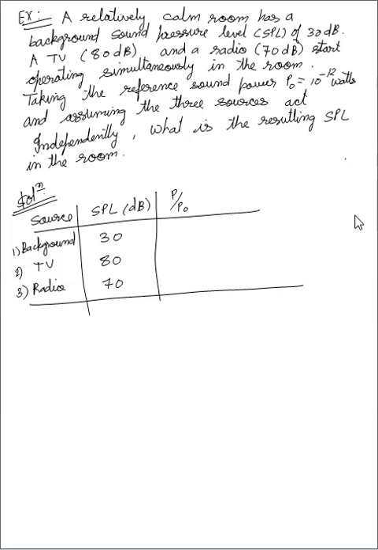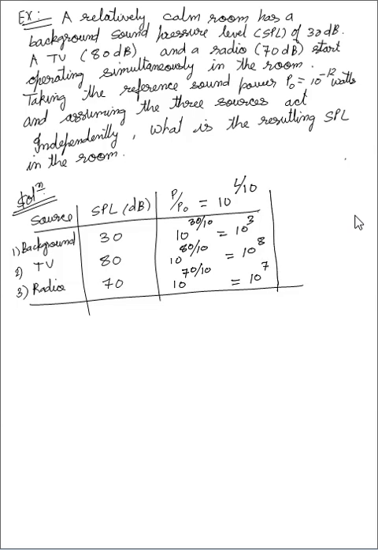Okay, so it is equal to 10 raised to L by 10. Here, what is L? L is basically your SPL. So 10 raised to 30 by 10 is 10 raised to 3. Here 10 raised to 80 by 10 is equal to 10 raised to 8. Here the value is 10 raised to 70 by 10, so the value is 10 raised to 7.